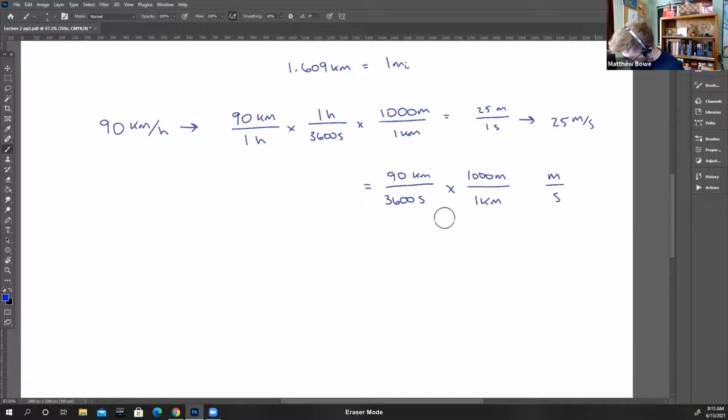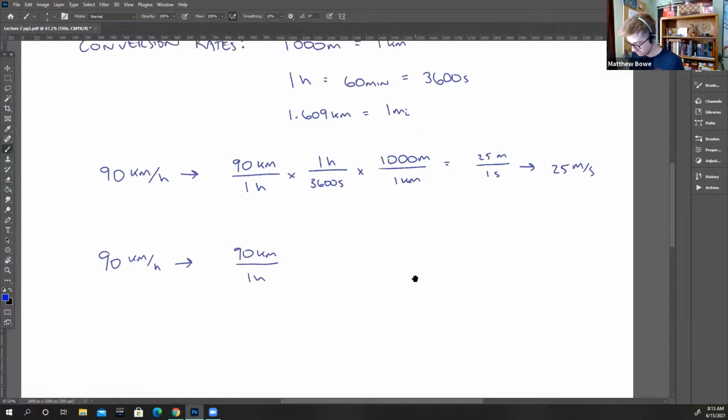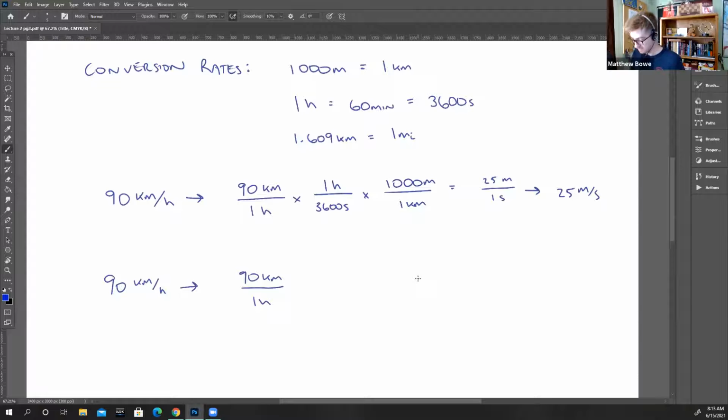Now that we've done that, I'm going to get rid of this. I have a little bit of room. And we're going to do the next example and move on. So we have 90 kilometers per hour. I can write it more clearly like this: 90 kilometers in 1 hour. So what are the conversions I have to do here if I want to get miles per hour? So I want to end up with miles per hour. We already have hours on the bottom, so I only need to convert kilometers to miles.